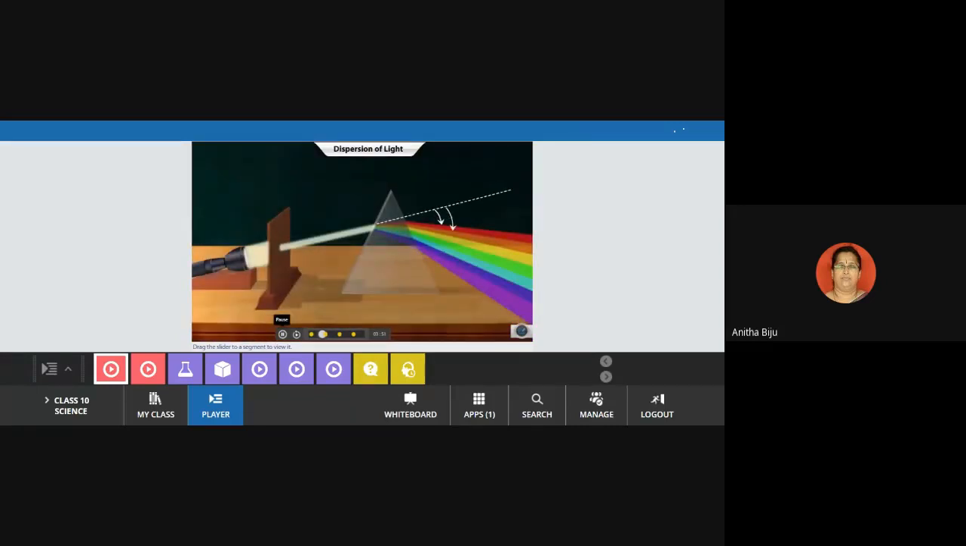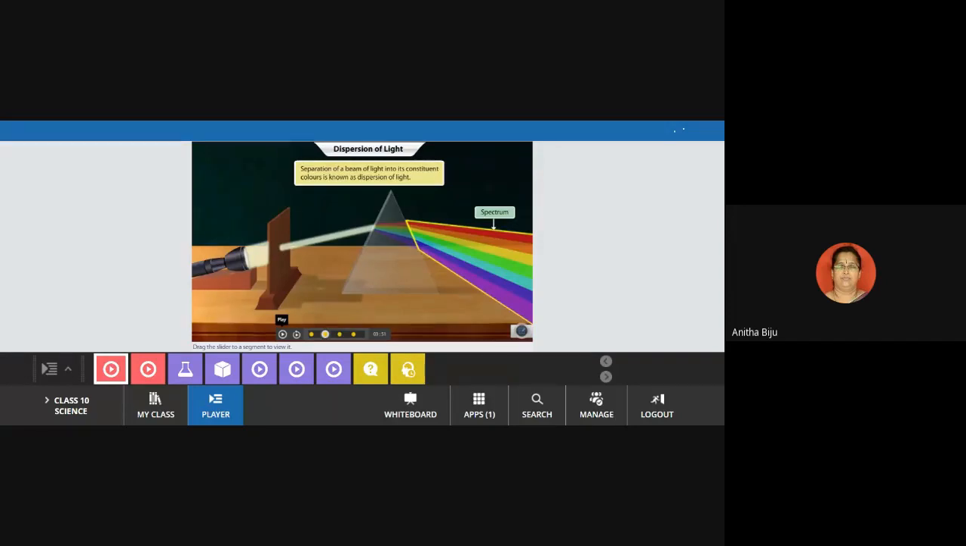Thus, each color bends to a different angle with respect to the incident ray and the colors split up. Separation of a beam of light into its constituent colors is known as dispersion of light, and the band of colors is known as a spectrum. So the band of colors obtained is in the form of a spectrum. So we can say that spectrum is the result of dispersion of light.